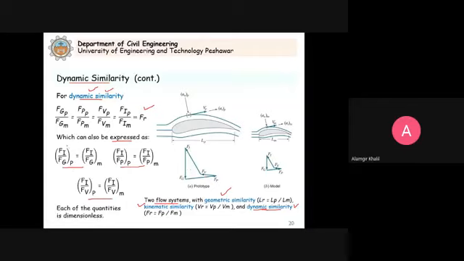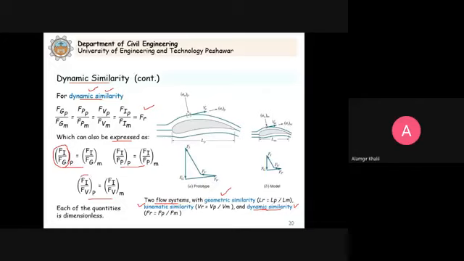Now, you see here, we already studied that this inertia force by gravity force is actually the Froude number. So now it means that if the Froude number is the same in the prototype and in the model, remember the value, then we will say that dynamic similarity exists between the two.